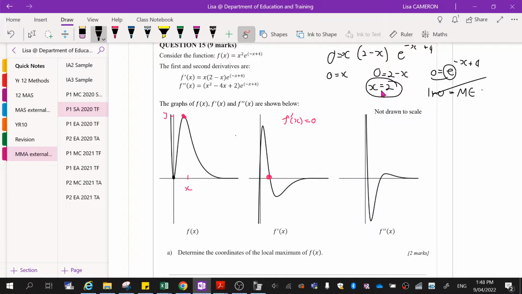Okay, so now I'm going to take my answer of x equals 2 and I'm going to chuck it back into our original one. So f(2) is equal to 2 squared e to the power of minus 2 plus 4, which is going to give me 4e to the power of 2. And that is where our y coordinate is. So if we're going to state this as a coordinate, it's going to be (2, 4e^2) like that. And that is the coordinate of our local maximum.